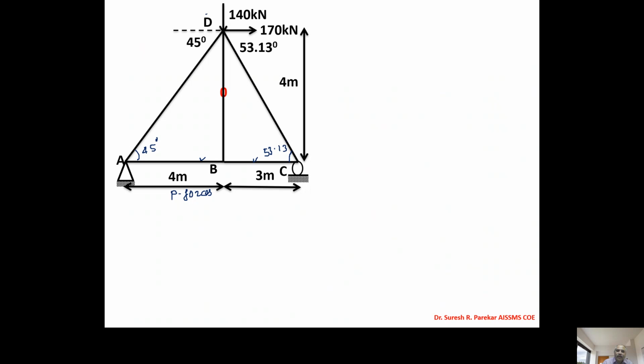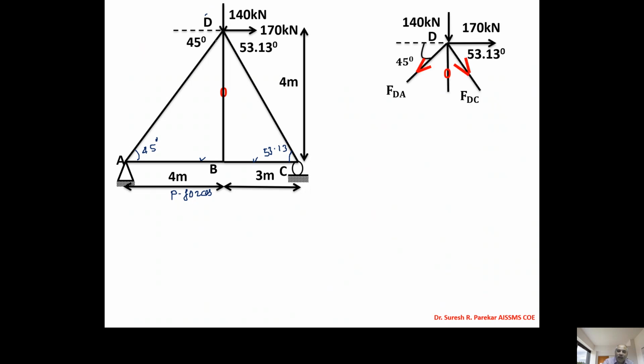Now we have joint D with two unknowns only. So we will solve this joint D, with FDA and FDC, applying summation Fx equal to 0. We will get first minus FDA. We have the x component. If we see the two components of this, both are negative because it is in the third quadrant. So minus FDA cos 45.